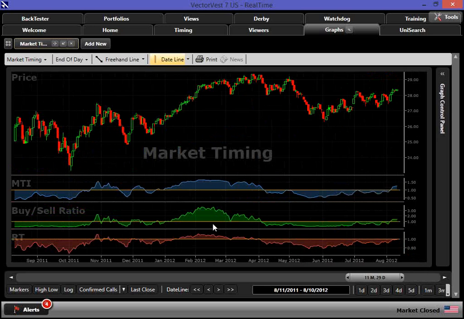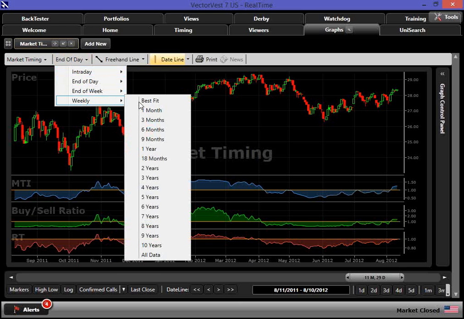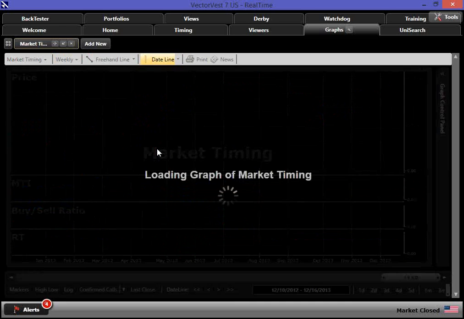When we're doing that analysis, the market timing system generates a series of timing signals. And so we're going to talk about how we generate those timing signals and the order in which they come. So the first thing I'm going to do is change my graph from an end-of-day graph to a weekly graph for 1 year.